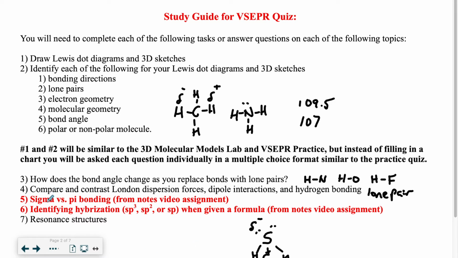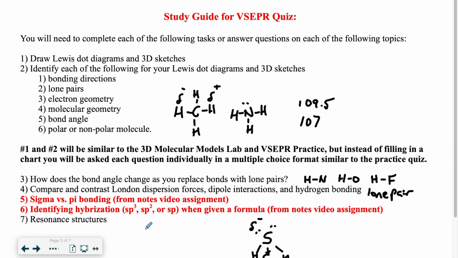Just some general basics here. A sigma bond is the result of direct overlap of orbitals. It is stronger than a pi bond. If you have a double or a triple bond, that extra bond which is made is called a pi bond. Pi bonds are weaker than the original sigma bond.